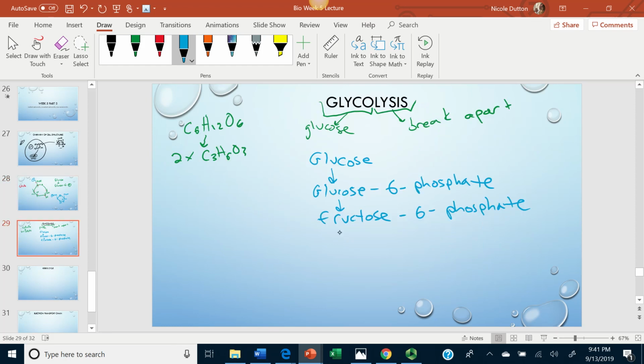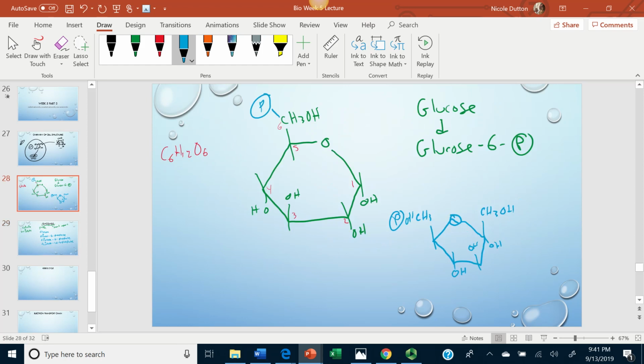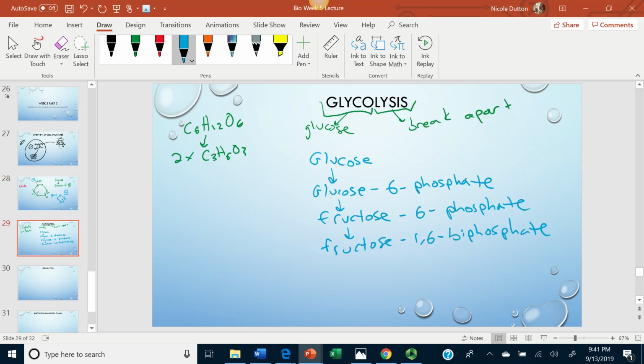We're going to take fructose 6-phosphate and turn it into fructose 1,6-biphosphate. So in our very next step, we're going to add a phosphate to this guy. Now it's symmetrical. Now you can see how these two can just rip this molecule in half. So through a series of a few more steps, we end up with 2 molecules of pyruvate.